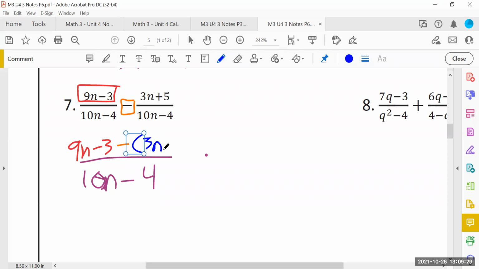Here's the issue. Most of us remember to subtract the 3n, but it's 50-50 about whether we remember to subtract the 5. We need to remember that both of those are part of the subtraction. So at this point, I need to distribute the negative. I need to make this a -3n and a -5. Does that make sense to everybody? Do not forget that step.